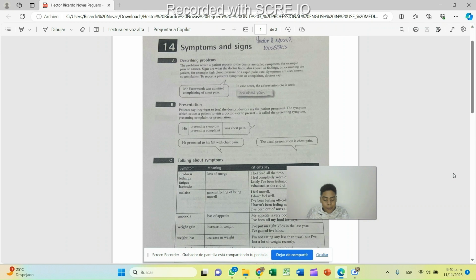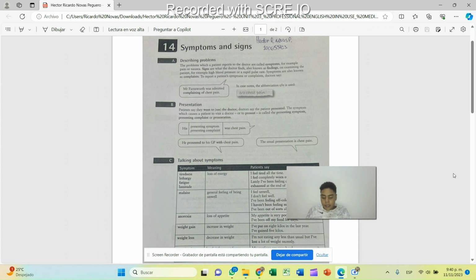To report a patient's symptoms or complaint, doctors say, "Mr. Fairwood was seen by me complaining of chest pain." In case notes, the abbreviation C/O is used: C/O chest pain.